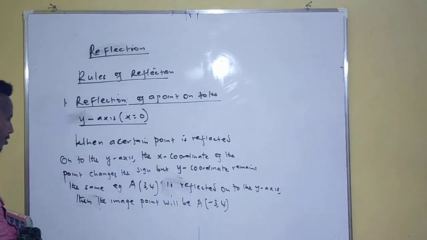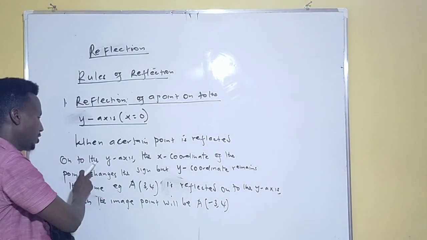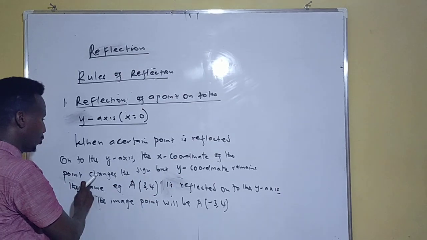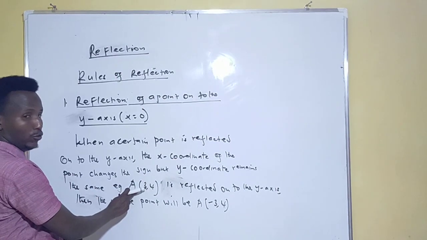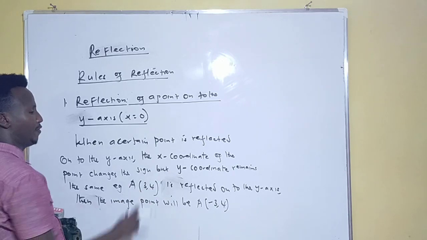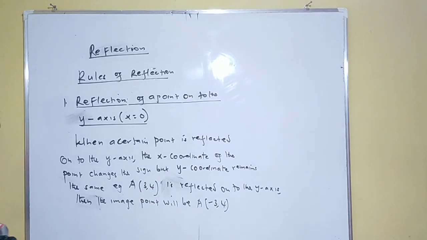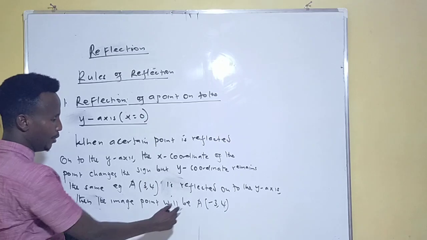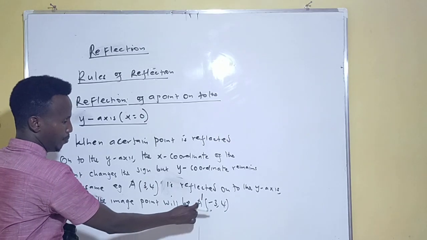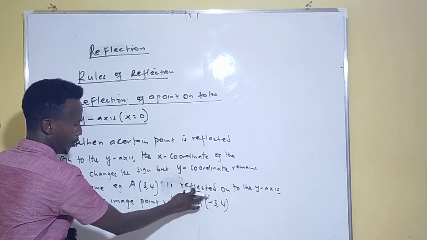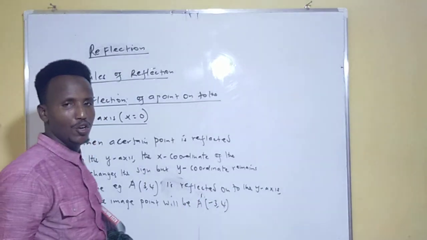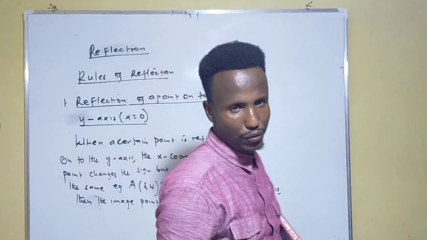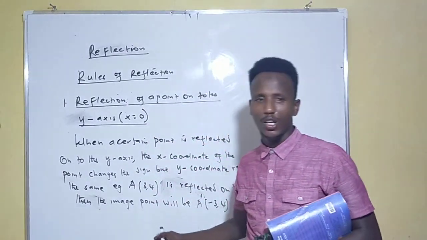Can't you see now? When a certain point is reflected onto the y-axis, the x-coordinate of the point changes the sign, but y-coordinate remains the same. E.g., if we have point A which is 3, 4 is reflected onto the y-axis, then the image point will be A prime. Don't forget this is the image point. A prime will be negative 3, 4. So this is rule number 2.